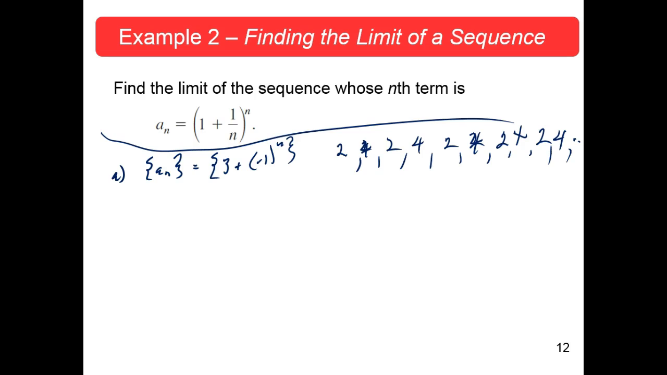Yes. And diverges doesn't mean they get further apart. That's sort of what it sounds like. It isn't. It means it doesn't converge. And this certainly doesn't converge.